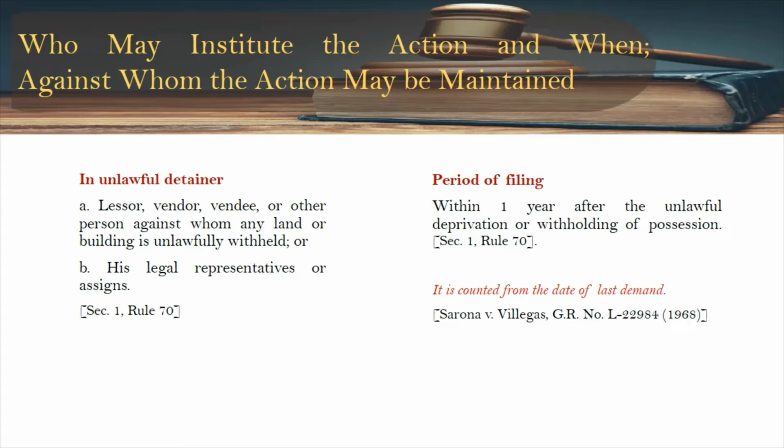So who may institute the action and when? In unlawful detainer, the lessor, vendor, vendee, or other person against whom any land or building is unlawfully withheld, or his legal representatives or assigns. And the period of filing is within 1 year after the unlawful deprivation or withholding of possession, counting from the date of the last demand.